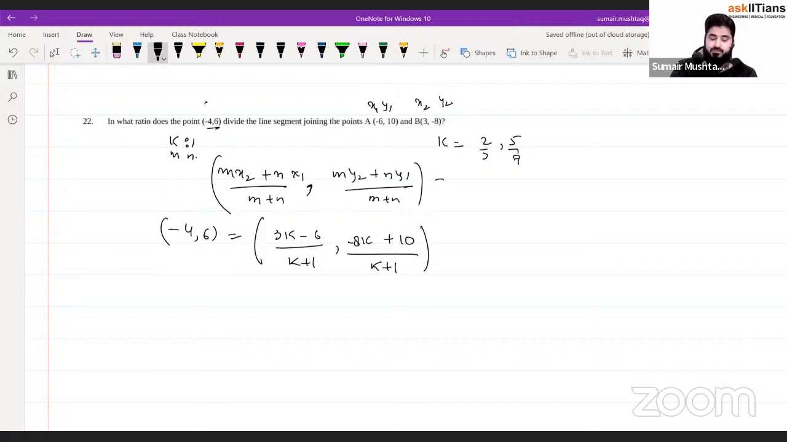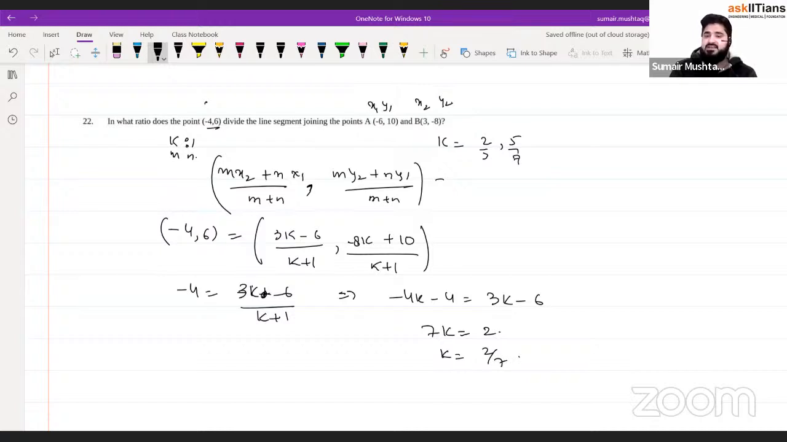Equate any one of them. You can do both, or any one of them. That is, -4 is equal to (3k - 6) divided by (k + 1). What will you get? You will get -4k - 4 equal to 3k - 6. After equating, you will get 7k equal to 2, or k equal to 2 upon 7. Since the ratio was k is to 1, as I told you in the beginning, it is 2 upon 7 is to 1, so the ratio is 2 is to 7.